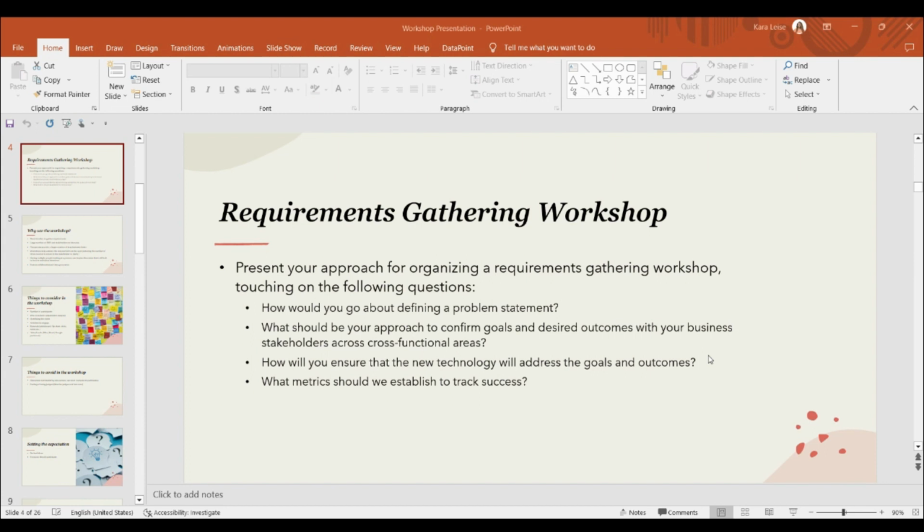So in this case, this person went up for interview and they were given this question, and the question was, present your approach for organizing a requirements gathering workshop touching on the following questions. How would you go about defining a problem statement? What should be your approach to confirm goals and desired outcomes with your business stakeholders across cross-functional areas? How would you ensure that the new technology will address the goals and outcomes? What metrics should be established to track success?